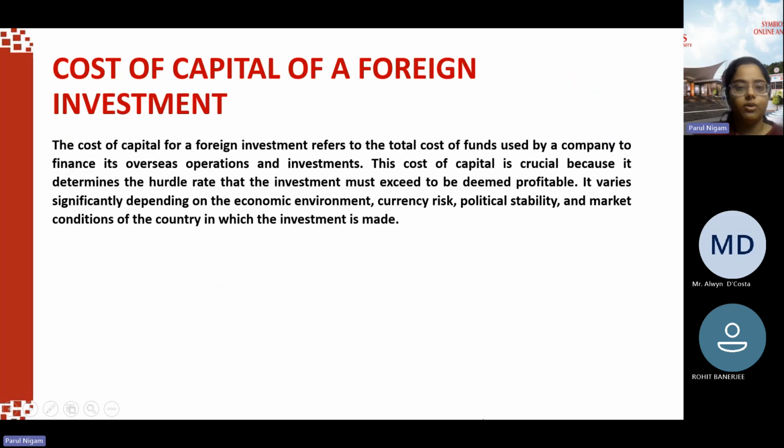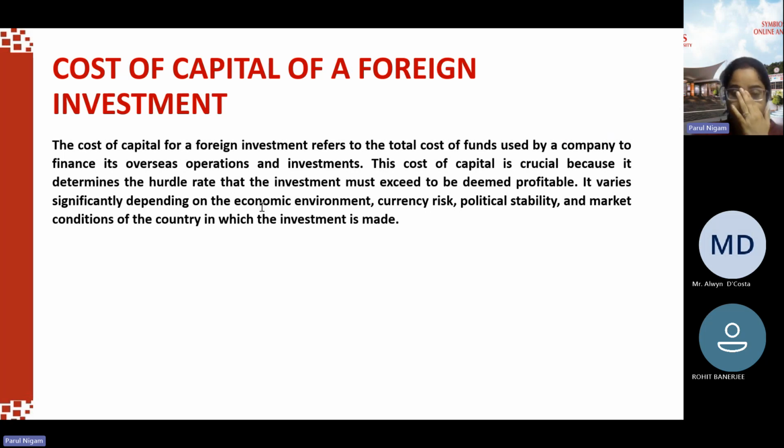Cost of capital of a foreign investment. Now, first of all, what is cost of capital? Like I've explained earlier, cost of capital is a combination of your equity cost and debt cost. It is the minimum return a company must earn on its investments to maintain market value and attract investors.